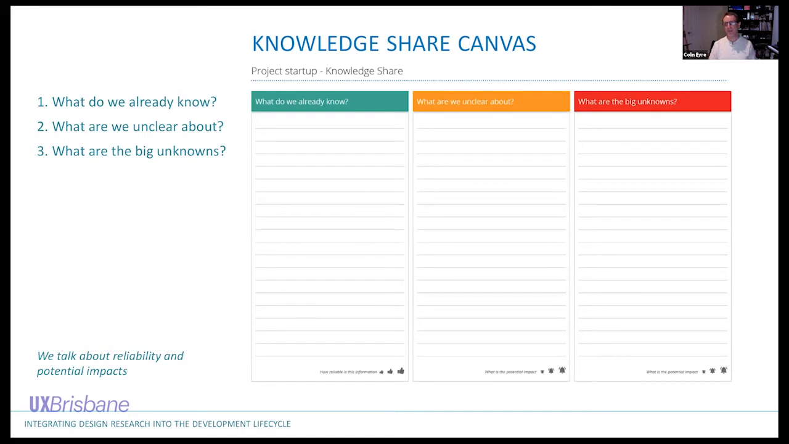The next 2 columns, the unclear and unknowns, is literally down to the team. And it's around their knowledge. It's not around the solution. It's around what are we unclear about in terms of the project. It can be anything from the scope, the tech stack, how we're going to deliver this thing, what's needed to be delivered, who are we delivering it to.